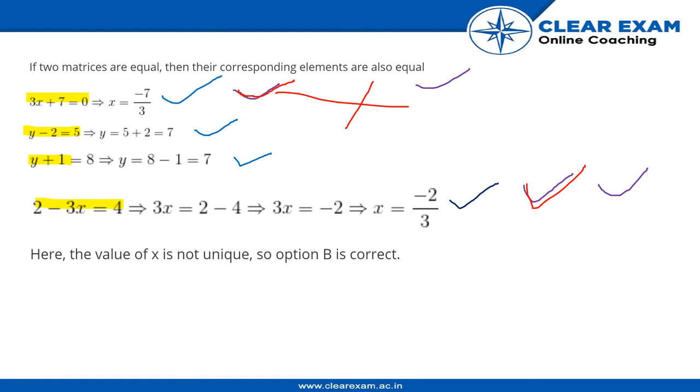So we see that the value of x is not unique. So our option B is correct. Option B must be something like no unique solution.